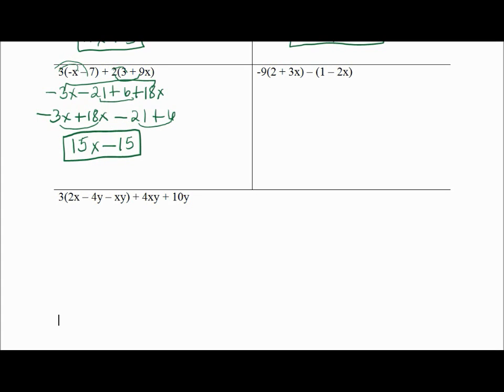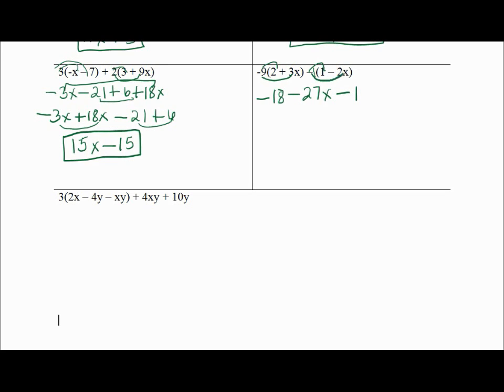And the next one, same thing. Negative 9 times 2, negative 18. And then negative 9 times a positive 3x gives me a negative 27x. Then I have this negative outside. Remember, that's the same as distributing negative 1. So that's a negative times 1 gives me a negative 1.